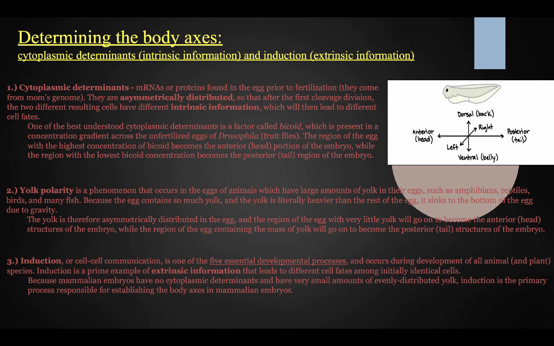Where we fit in is this induction, or cell-cell communication, and it's one of the 5 essential developmental processes. It occurs during development of all animal and plant species. Basically, it's a prime example of extrinsic information that's going to lead to different cell fates among individual identical cells. So basically, the embryo doesn't have any cytoplasmic determinants, and it has very small amounts of yolk. So the induction process is responsible for establishing the body axis in this cell-cell communication process.